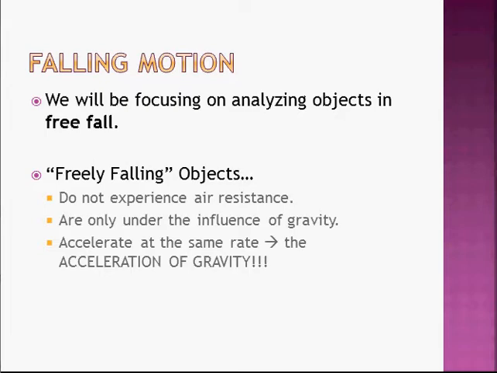And the second assumption we're going to make is that freely falling objects are only under the influence of gravity. You've all heard the term gravity before. It's something we'll be revisiting later on in class. But the idea is that when an object is in free fall, gravity is the only force that's actually acting on the object. It's pulling the object toward the Earth. So that's our second assumption. And the third assumption is then that all freely falling objects accelerate at the same rate, and that rate is what we call the acceleration of gravity.